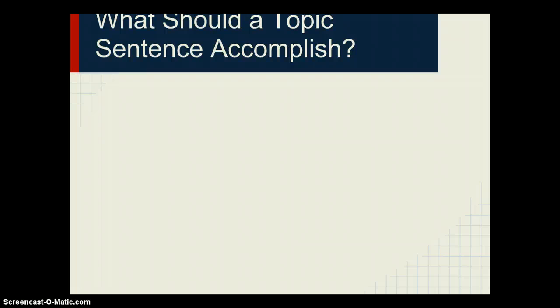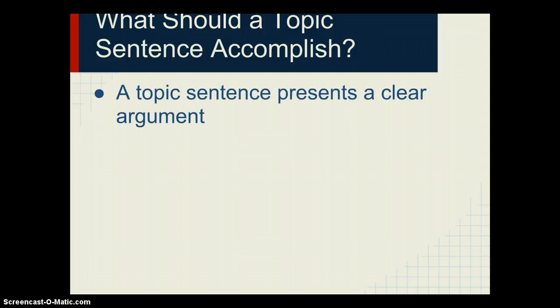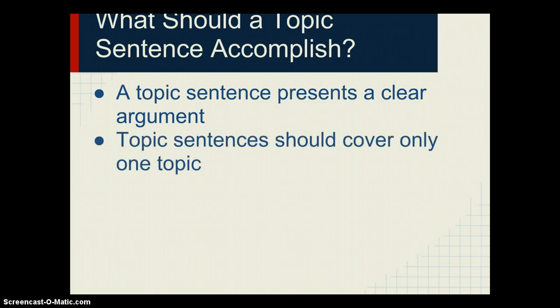First, let's take a look at the big picture. Here's what a good topic sentence should cover. First and foremost, a topic sentence must express a clear argument. Your topic sentence should stick to one central idea that you can prove using evidence from the text. A topic sentence should cover only one topic. There may be many shades of meaning and nuances within that one topic, but everything should be relevant to one single idea.